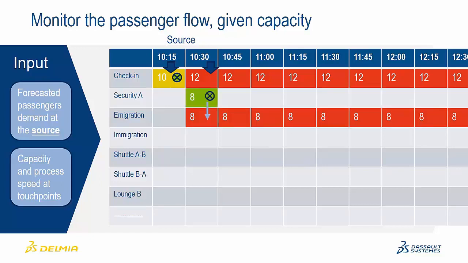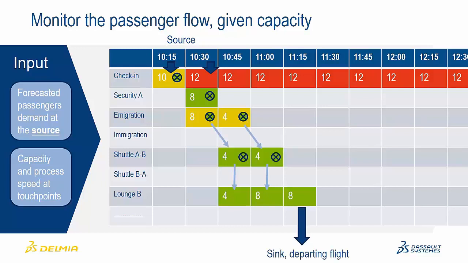So let's continue this process. Let's open a security lane in security area A. Within this 50 minutes, all 8 passengers were able to be processed, so they all flow to the next touch point. And again, they are waiting until a resource is being opened. So now let's continue the whole story.